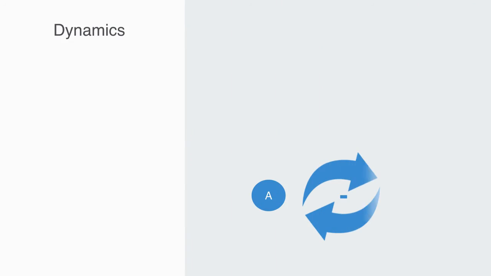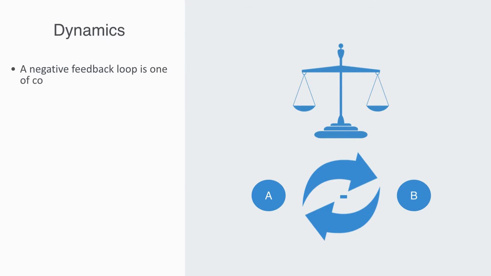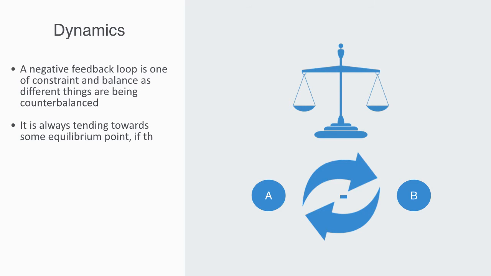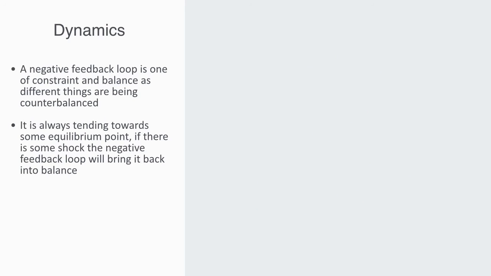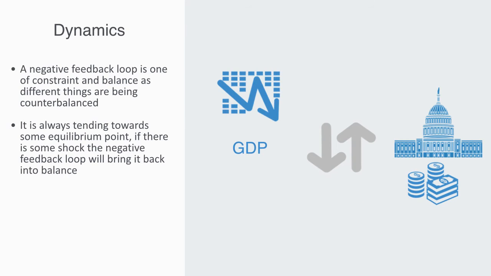Feedback loops take place over time and thus create a certain dynamic pattern to the system's development. A negative feedback loop is one of constraint and balance. As different things are being balanced, it is always tending towards some equilibrium point. If there is some external shock to the system that is not too large, the negative feedback loop will bring it back into balance. As such, a negative feedback is a control mechanism. For example, governments try to control economies through automatic stabilizers, where income taxes and welfare spending are used to dampen fluctuations in real GDP. They act to stabilize and balance economic cycles.